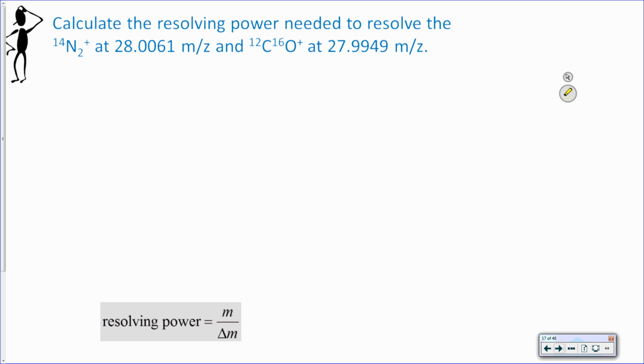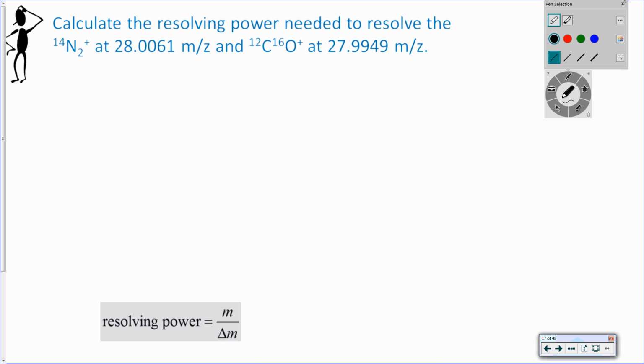So I want to do an example of what resolving power you need to resolve two closely related masses. This is the nitrogen cation, so it has a mass of 28.0061, and the carbon monoxide cation, which is 27.9949. So those are masses that are somewhat similar.